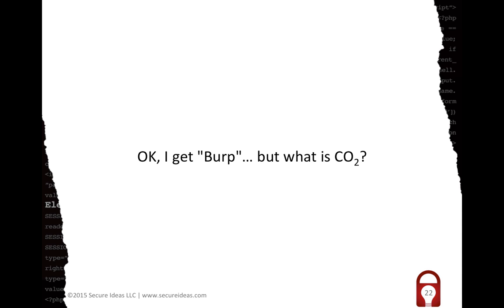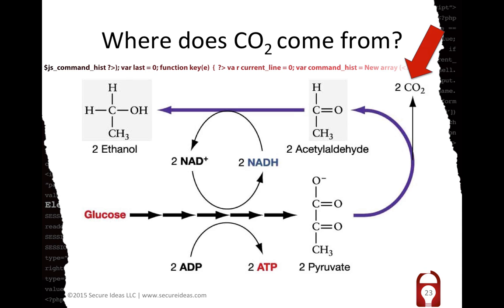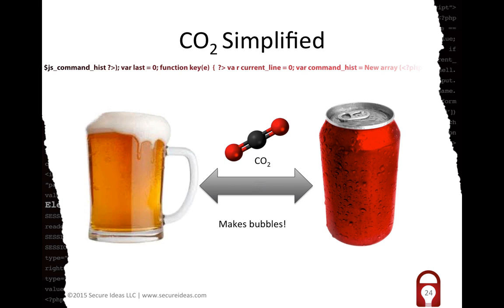So what is CO2? Where does it come from? Well, CO2 is carbon dioxide, and I told you this was going to be important to remember what my hobbies were. I'm a home brewer, so CO2 is actually a byproduct of the fermentation process. You put in sugar, you get out carbon dioxide and ethanol. And here's the simplified version for those who hate chemistry. Basically, it's the thing inside of bubbly drinks that makes the bubbles.